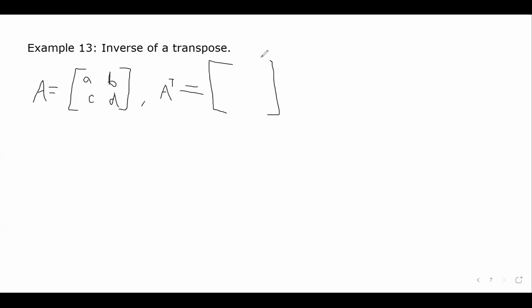So if you switch the rows and columns of this matrix, the first row becomes the first column. And the second row becomes the second column. So you get, these are the entries of A transpose, right? In that order. We could have done columns also. We could have said the first column, A C, is now the first row of A transpose, A C, and the second column, B D, is the second row of A transpose, B D there. So you could have done it that way.